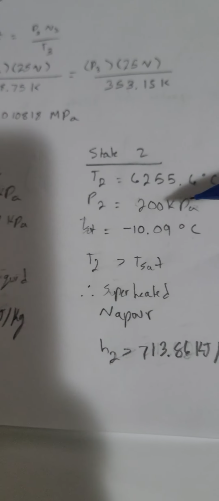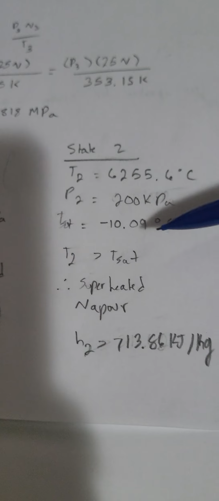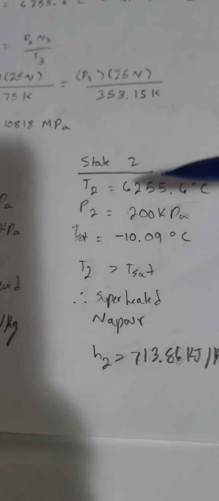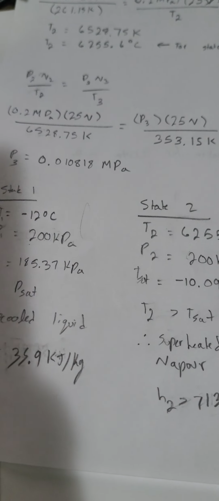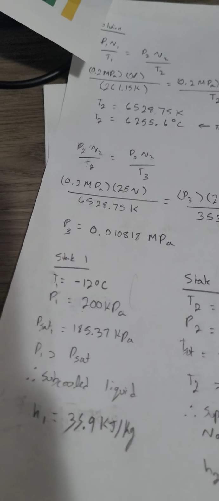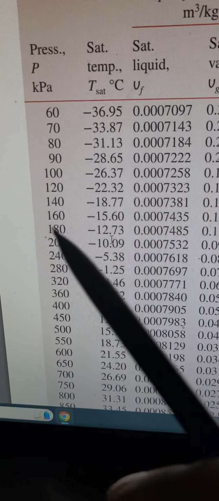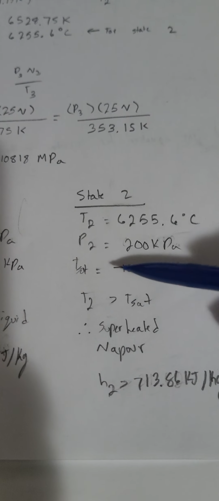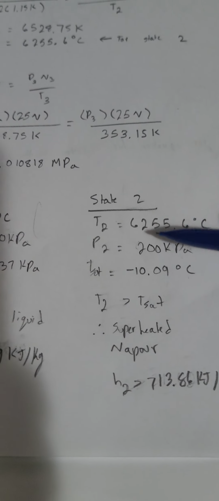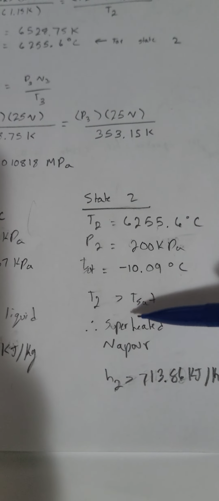And the second one, using this value, I was able to find, using a given of 200 kPa, which was right here, 200, got a saturation pressure of negative 10.09, to give you a T-sat there. Here, this temperature here is greater, so that means it would be a superheated vapor.